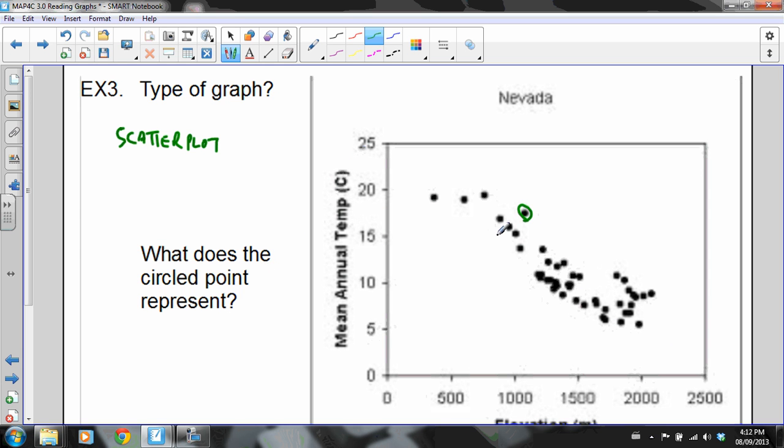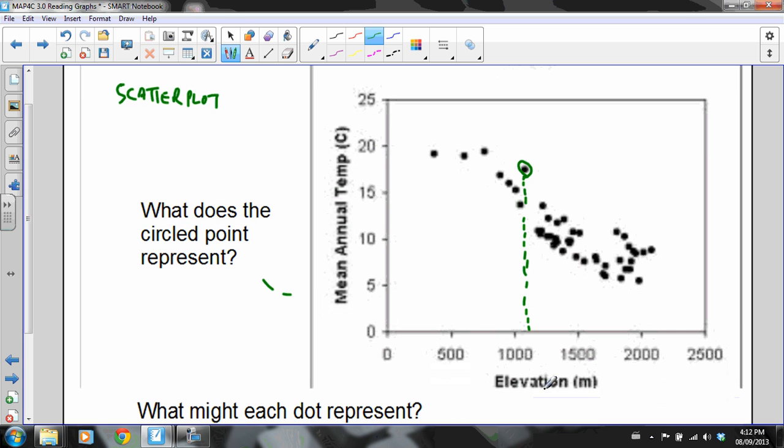What does the circled point represent? Well, it looks like the x-axis value is, I don't know, elevation. X-axis we read first, which is maybe around 1100, somewhere in there, and you could be close to that, still get the right answer. And then the y value is somewhere in here, maybe halfway between 17 and 20, maybe 17.5. And so it looks like it's got an elevation of 1100 and a mean annual temperature of 17.5. Now, what has those things? We don't know, but we know something has that.